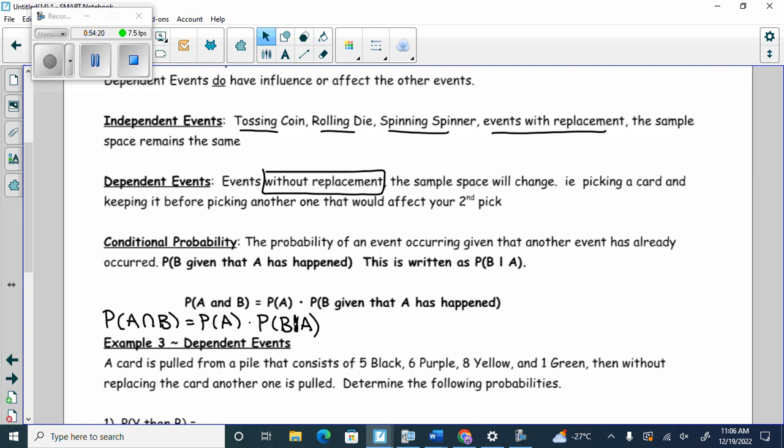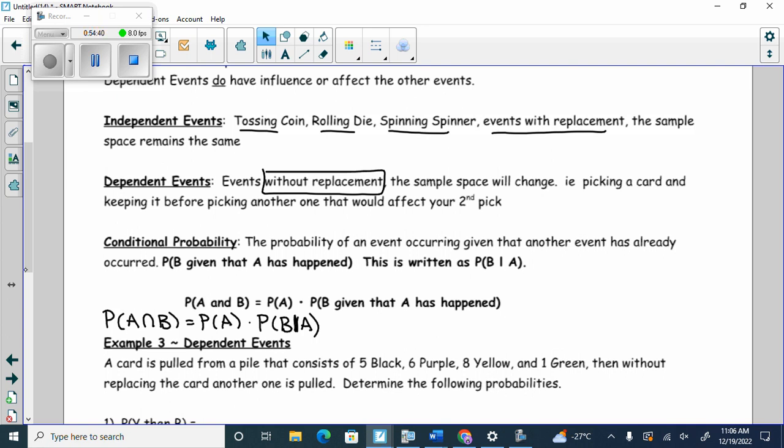Now all this means is B given that A happened. That's all it means. So it means what you would do if you were holding a card. What's the probability of a king given that I'm holding a king? What's the probability of queen given that I'm holding a queen? So this is the dependent one.